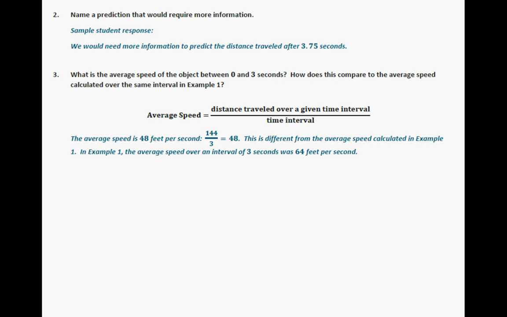So what is the average speed of the object between 0 and 3 seconds? How does this compare to the average speed calculated over the same interval in example 1? Remember that average speed is the distance traveled over a given time interval divided by the time interval. So the average speed is 144 divided by 3, which is 48 feet per second. This is different than the average speed calculated in example 1. In example 1, the average speed over an interval of 3 seconds was 64 feet per second. So that's quite a big difference.